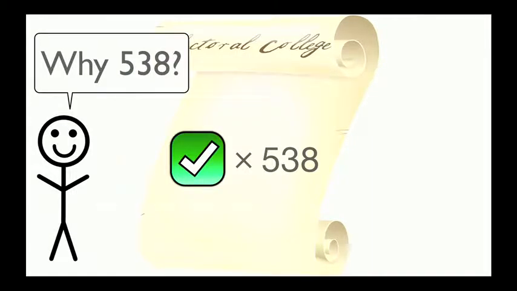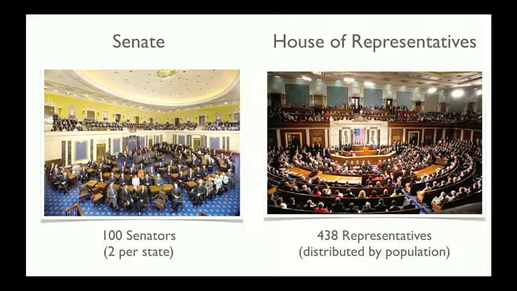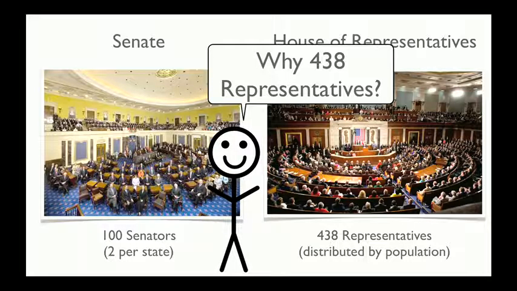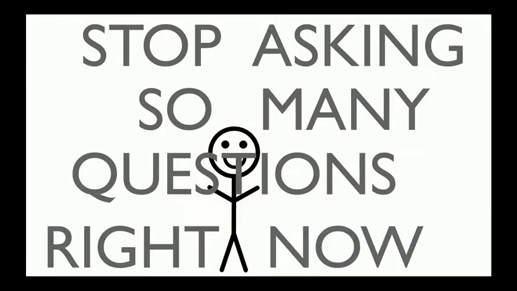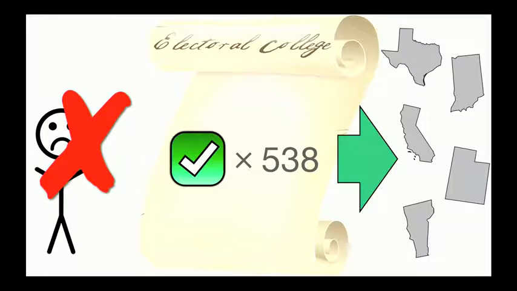Why 538? Because that's the number of senators, 100, plus the number of representatives, 438 in Congress. Why are there 438 representatives in Congress? Stop asking so many questions right now. We're trying to keep this simple. These 538 votes in the Electoral College aren't given to the citizens directly, but are instead divided among the states.